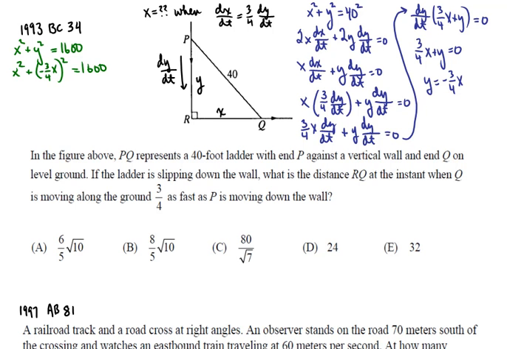When we square out the negative 3/4 x, we'll have x squared plus 9/16 x squared, and that will be equal to 1600. Now if we treat x squared as 16/16 x squared, then we'll end up with 25/16 x squared is equal to 1600. Multiply both sides by 16/25, and we'll get x squared is equal to 1024, or x is equal to 32. And that gives us choice E.